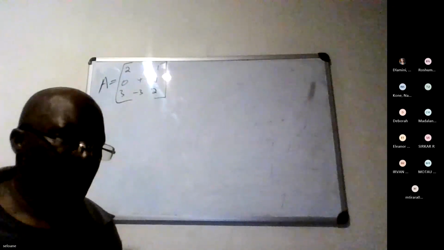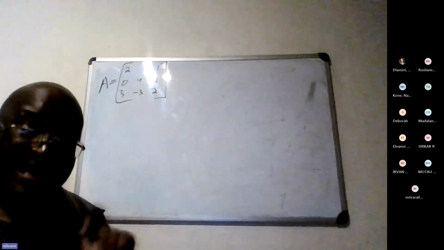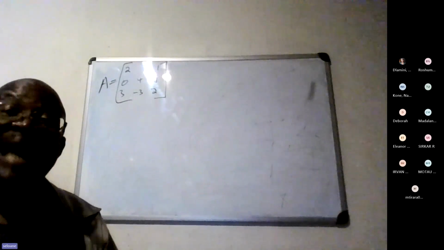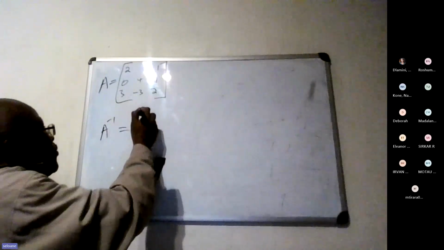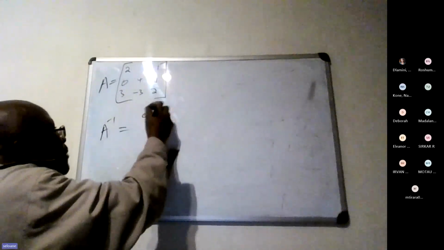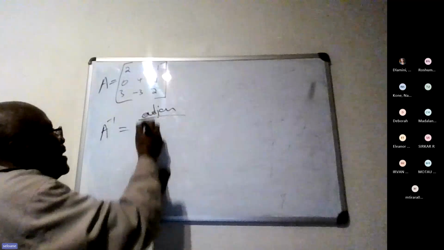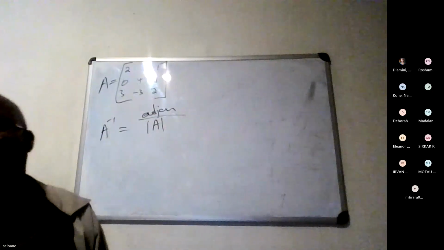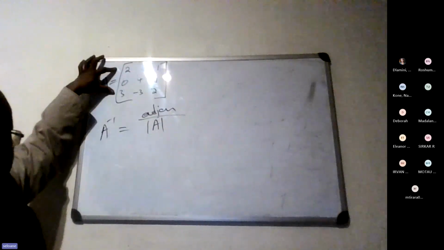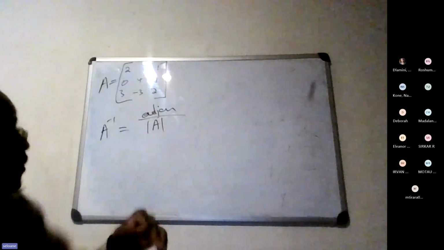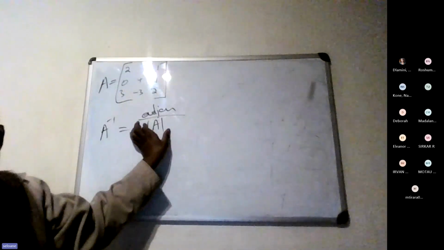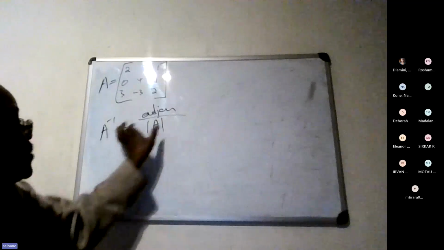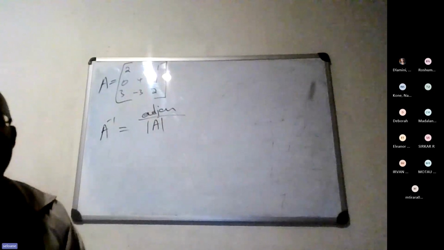Now, what is the formula for the inverse using the adjoint method? The inverse of A, using the adjoint method, will be the adjoint divided by the determinant of A. Now the question is, how do you get this numerator? And how do you get this denominator? As you can see, the denominator here is the determinant of A.